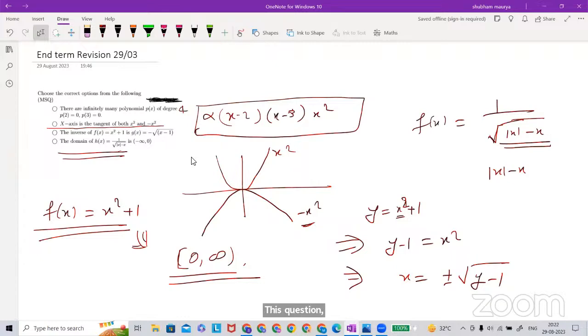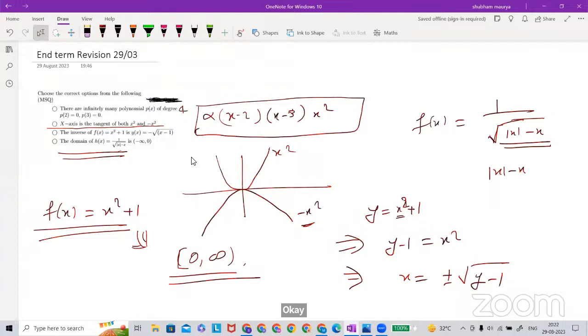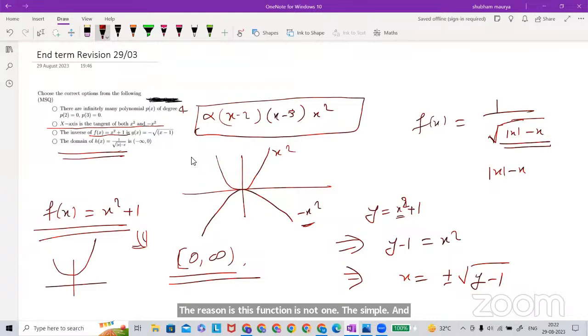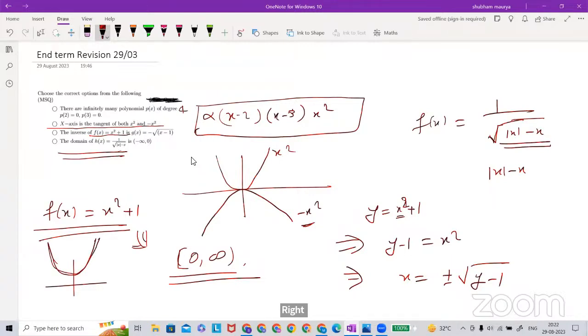Just to think, okay, the logarithmic or domain property of whatever we studied for week 5. We quickly move on to 7, 8, and 9, that's why I'm not giving much time here. So for the third problem, again the problem is that this function is not invertible. The reason is this function is not one-one. Simply you can say x square plus 1 is going to be like this, right? Okay, sir, I got it.